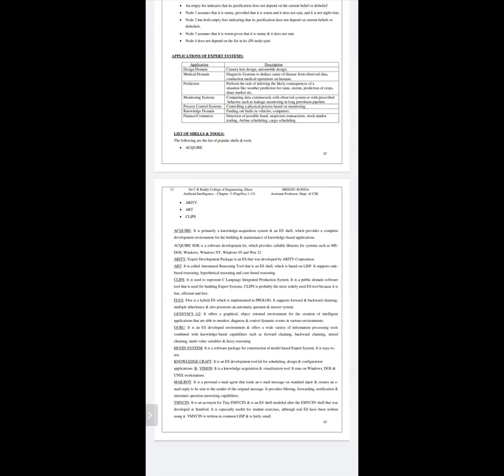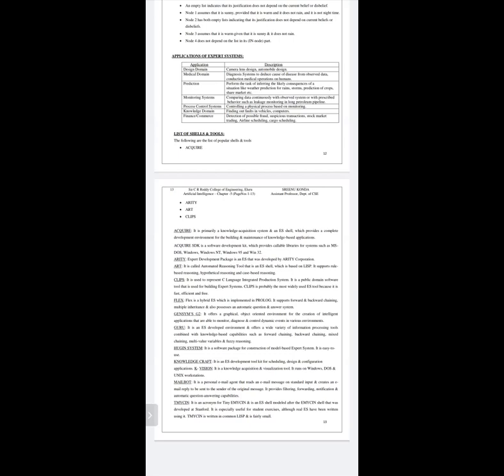Next one is Mailbot. It is a personal email agent that reads an email message on standard input and creates an email reply to be sent to the sender of the original message. That is for receiving and sending the mails. It provides filtering of messages, forwarding of messages, notifications, and automatic question answering capabilities.